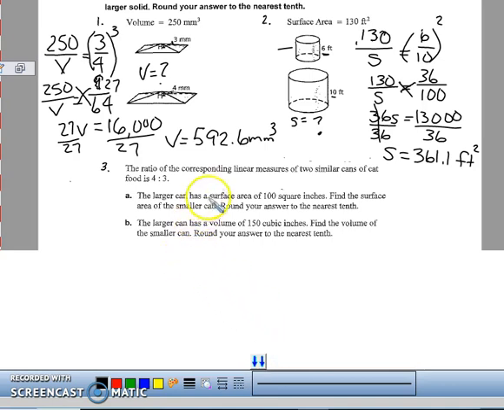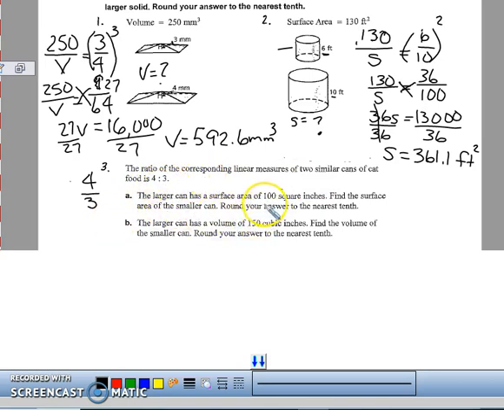I have the ratio of the corresponding linear measurements of two similar cans of cat food is 4 to 3. So if the ratio is 4 to 3, that means 4 over 3 this direction. The larger can has a surface area of 100 square inches. So we're going to do this kind of like this. It just doesn't have a picture. Find the surface area of the smaller can. So it's the 2 cans, corresponding linear measure is 4:3.